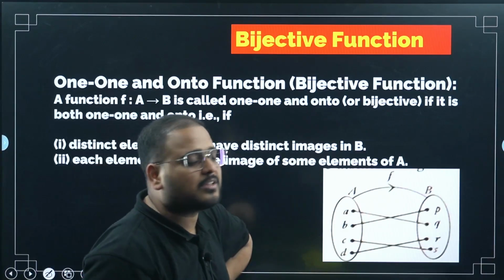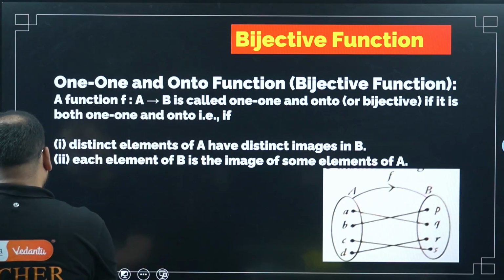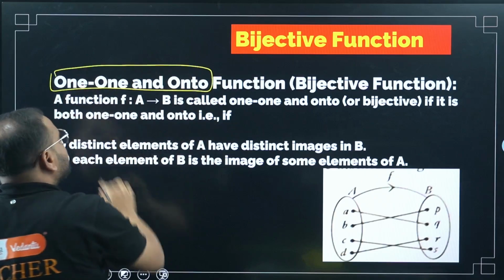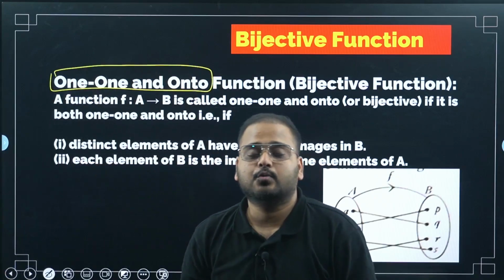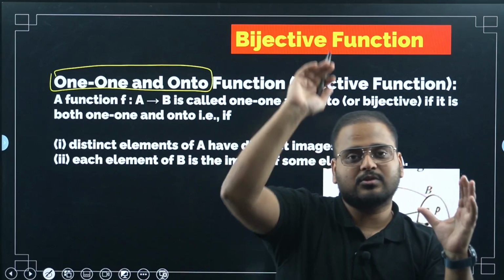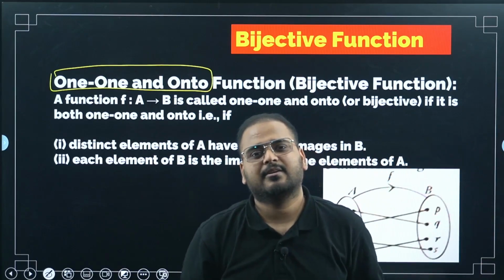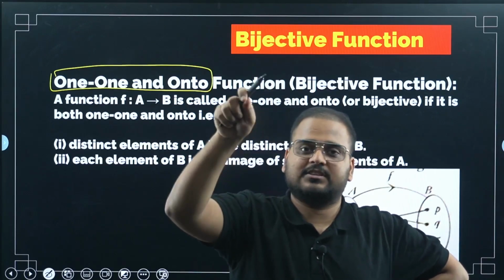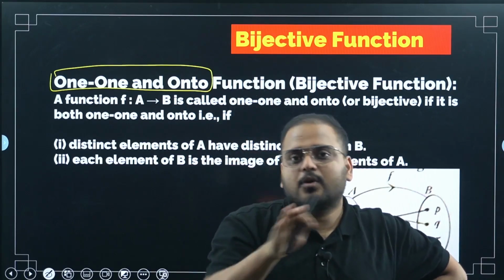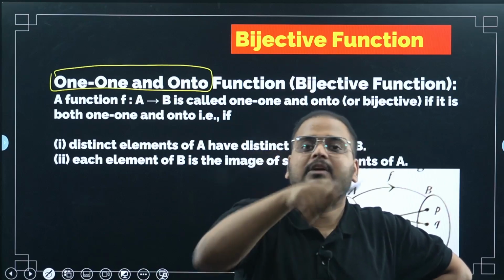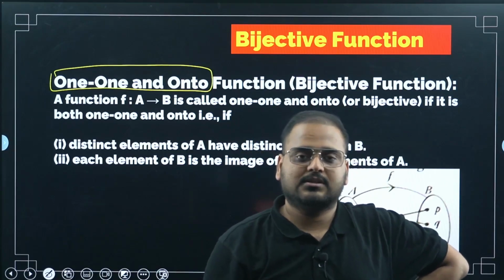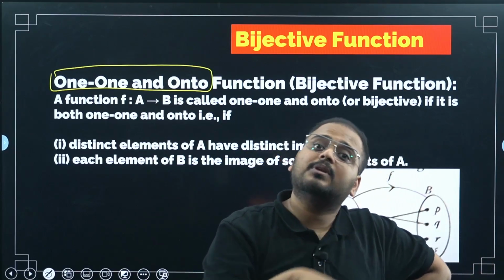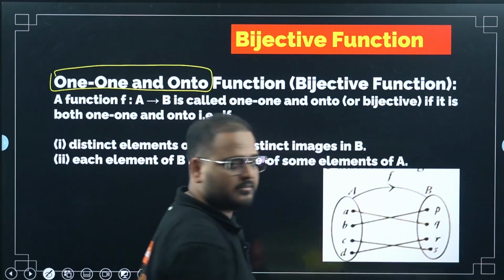Now bijection. What is bijection? Remember this word. It is the combination of both of these that we just learned: one-one and onto. Whenever a function satisfies both conditions. One-one means, think from the graph, if I draw a graph, only one intersection. Don't worry about the definition. What about onto? Nothing should be left in the codomain.